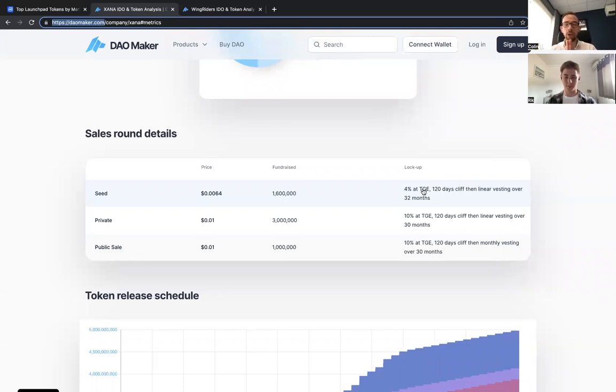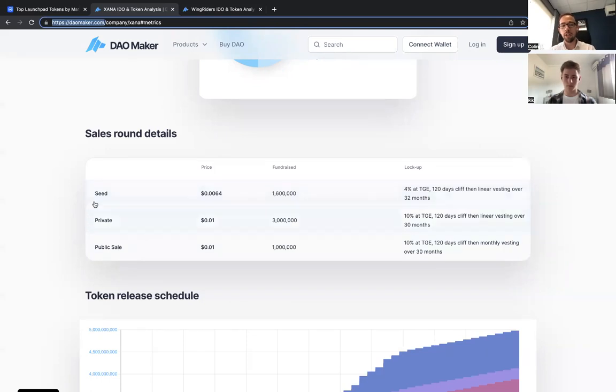TGE, token generation event. Yes, it will come back all the time. So when it says lock up 4% at TGE, the token generation event happens, everybody has invested in all the rounds, right? And they need to wait until they get their tokens at TGE, right? Because then we deploy the contract and the people can get their first tokens.